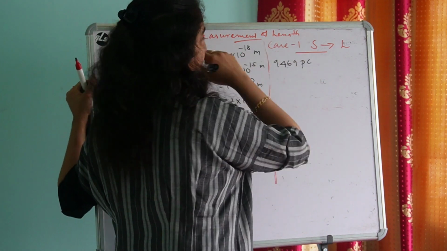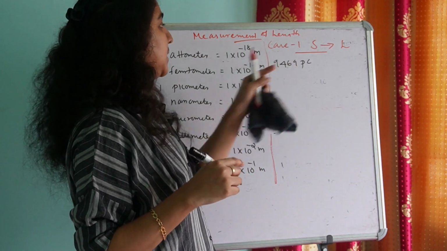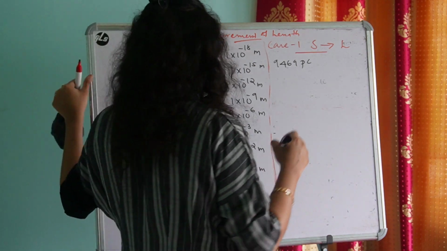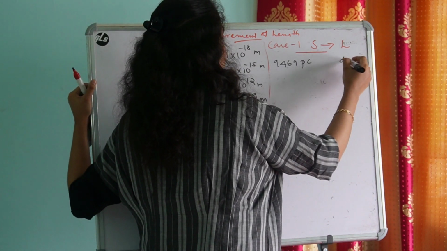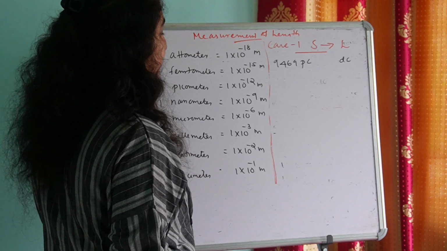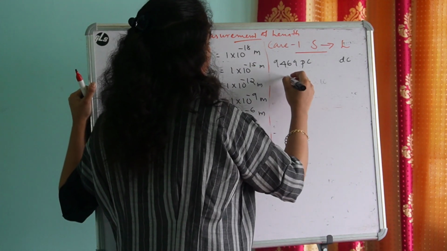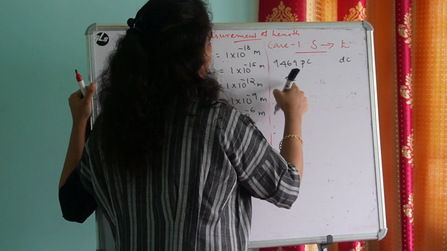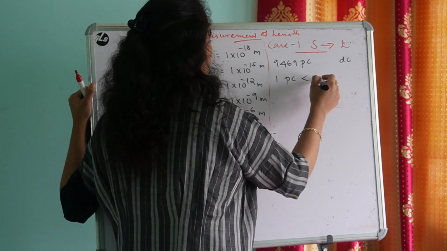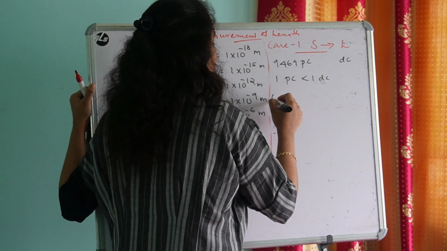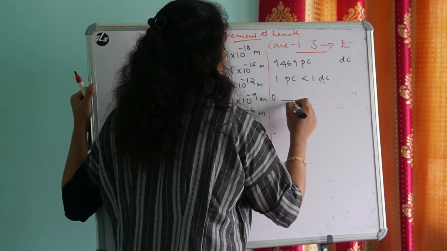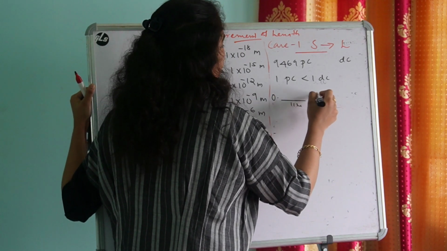94696 picometer. The value is given in picometer and you are asked to find the value in decimeter. Here, the value of 1 picometer is less than 1 decimeter, isn't it? 1 picometer is equal to 0.0, 11 zeros followed by 1.